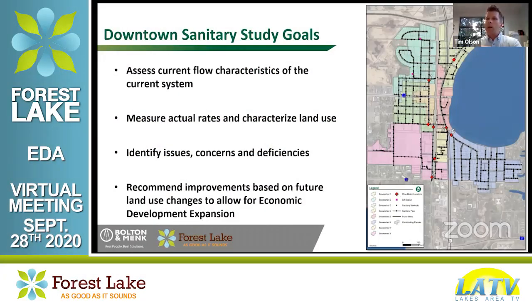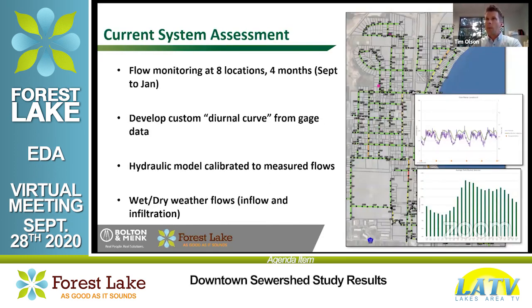Upgrades to the system as capital improvements to make sure that we allow for that economic development expansion in the future. So as I mentioned, we installed eight gauges over the course of 4 months between September and January. We do that to capture wet weather flow, which is flow when it rains, and dry weather flow when the ground is frozen. And we do that so that we can measure potential inflow and infiltration in the system, which can be a really critical factor when analyzing sanitary sewer.